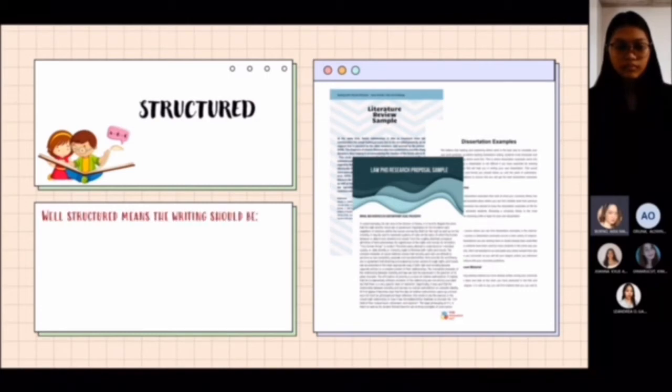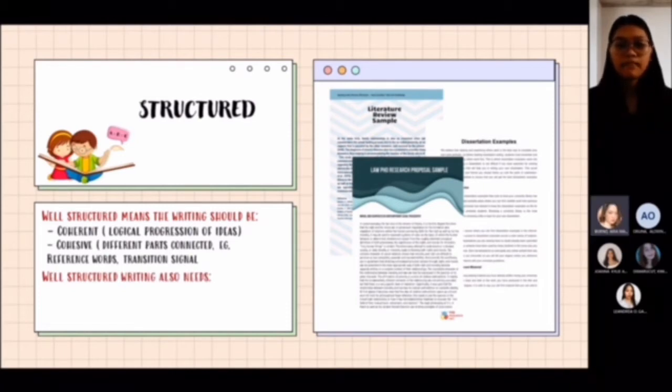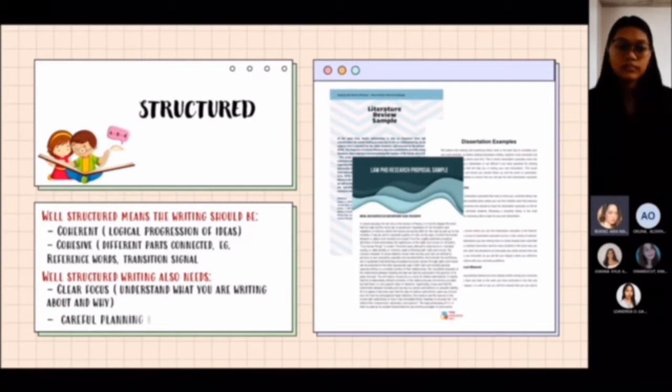Being well structured also means that the writing should be coherent. In other words, there should be a logical progression of ideas. And it should be cohesive. In other words, the different parts are connected, for example, using reference words and transitional signals. Well-structured writing also needs a clear focus. That means you need to understand very clearly what you are writing about and why. It also needs careful planning before writing.